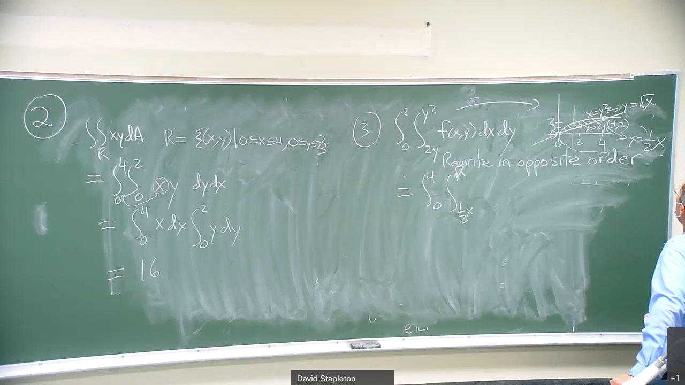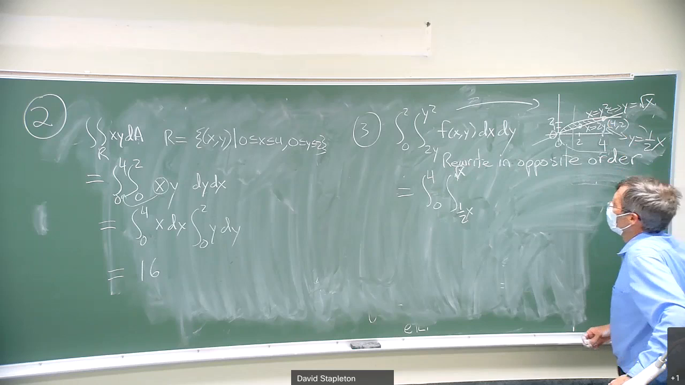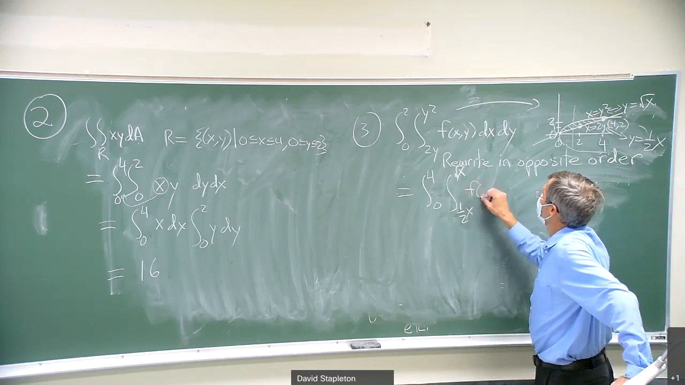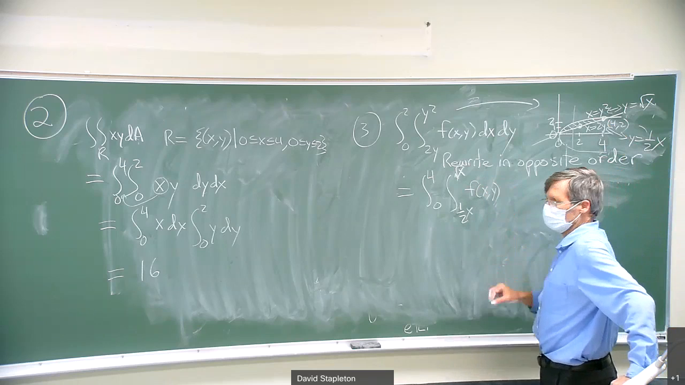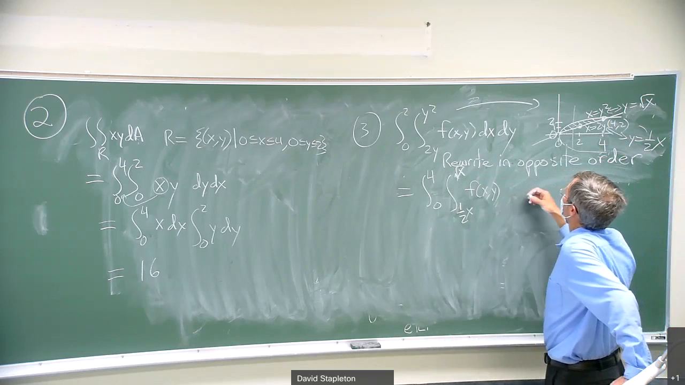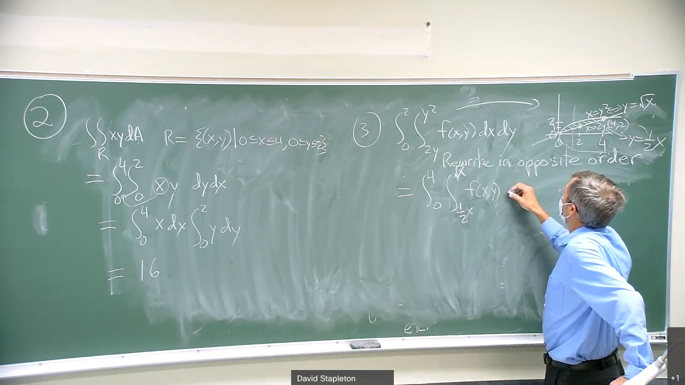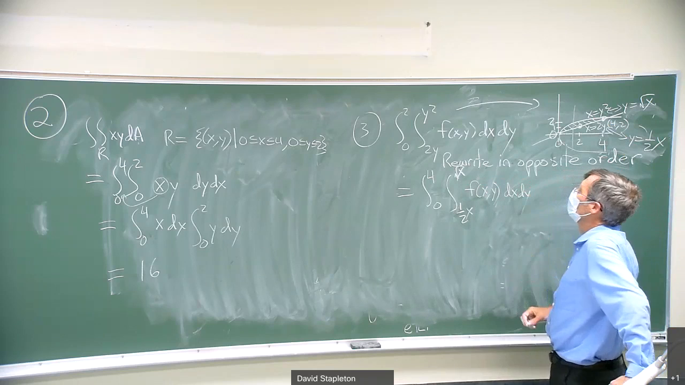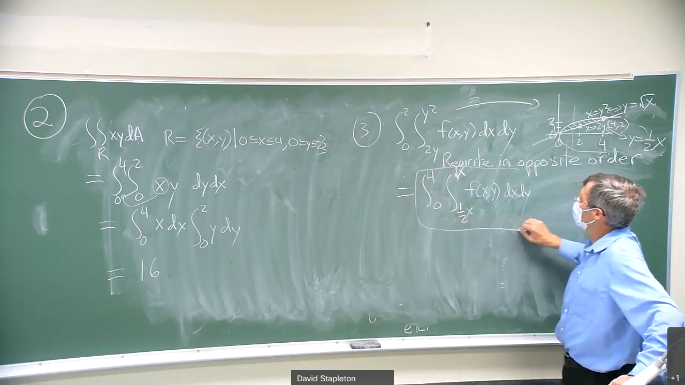Okay. So good deal. From the bottom function to the top function, 1/2 x to square root of x, and then I have f of x, y. I wonder what was the biggest mistake. I'm probably just copying it wrong off of there, I guess. f of x, y, dx dy, and there it is. All right. So that was number 3. So aren't you glad we went over this?